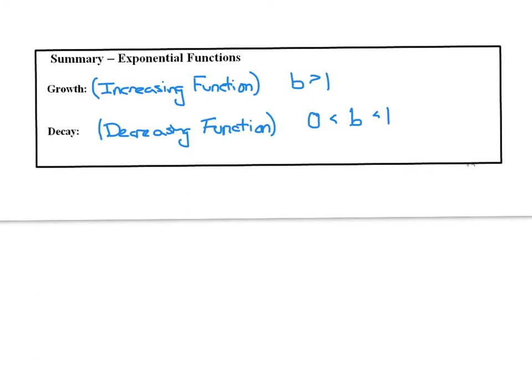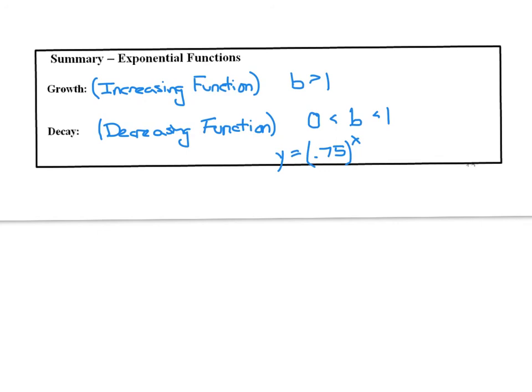So this just tells us that we're going to have a decreasing function, or we will have exponential decay, anytime the base is a fraction whose value is between 0 and 1. Now, of course, I could also write it as a decimal with a value between 0 and 1. So, for example, if I had y equals 0.75 raised to the x power, this would also be a decreasing function showing us exponential decay.